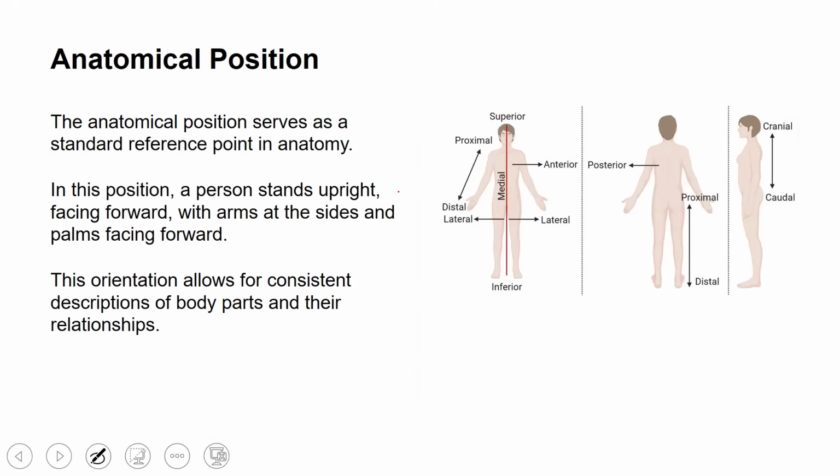So starting with the anatomical position. The anatomical position serves as a standard reference point in anatomy. In this position, a person stands upright. For example, this is an individual that is standing upright. You see we have distal, lateral, inferior, anterior, and posterior, we have proximal, distal, caudal, and cranial. So you see cranial, it means toward the head.